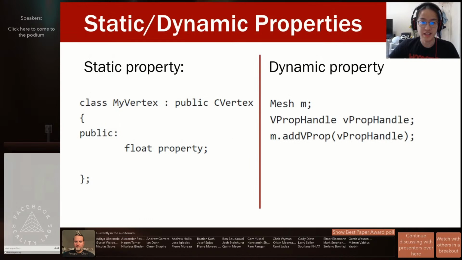MeshFrame supports both static and dynamic properties. A static property is just a member added to a class. In comparison, the dynamic property is much more flexible and convenient because it can be added and removed at runtime without the intervention of compilers.